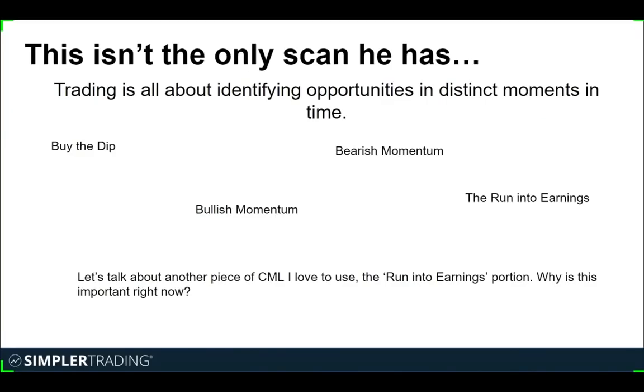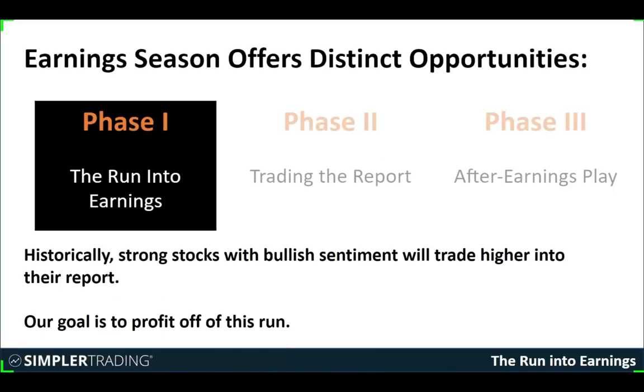But that's not the only one. In the past, what I've always done is I've used the run into earnings, but now there's also bullish momentum, bearish momentum, and buy the dip. How many of you are familiar with our run into earnings strategy that we use in the options trading room?